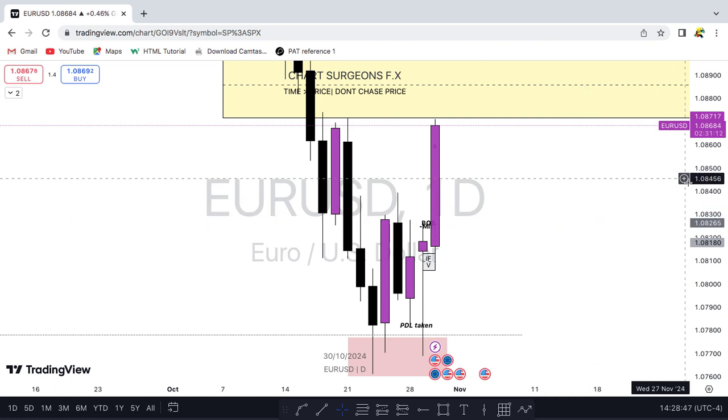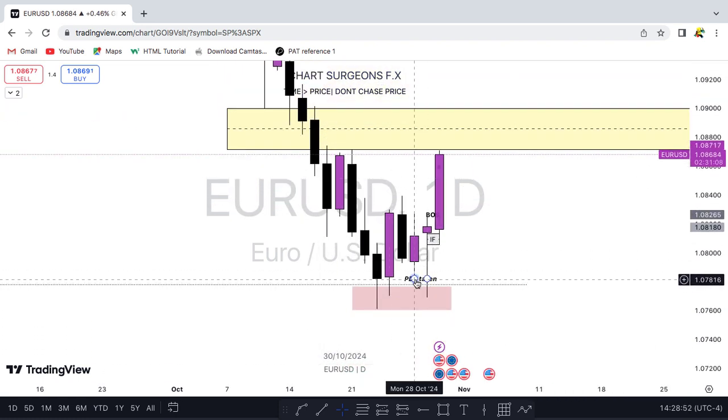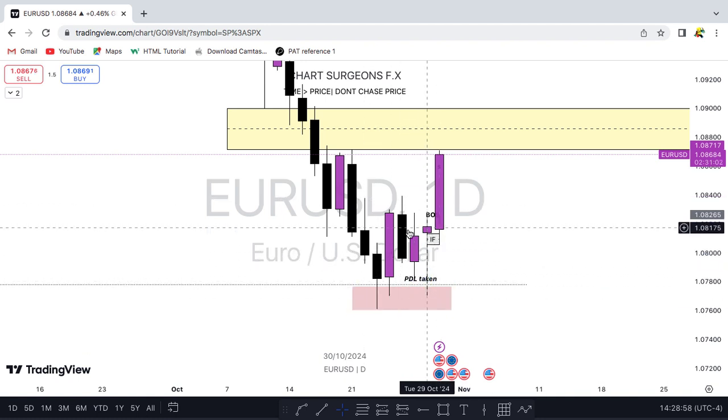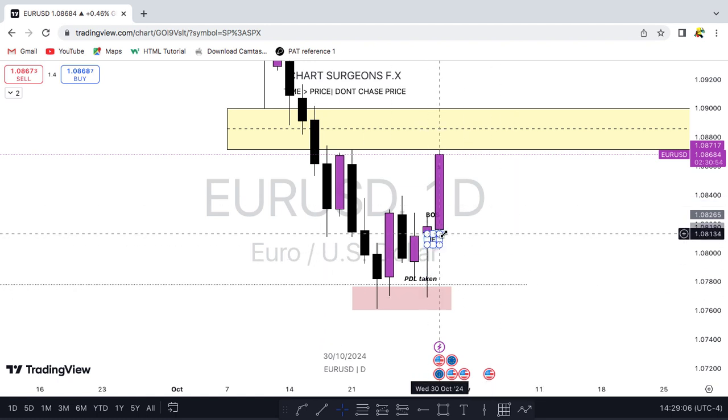Okay, so on the daily, we know that previous day low was taken on Tuesday. It took out Monday's low, and from there we could confirm that we were pushing higher prices. Tuesday we did push higher prices. We caught the GBP USD setup, because GBP USD and Euro USD are correlated, they sort of move the same way.